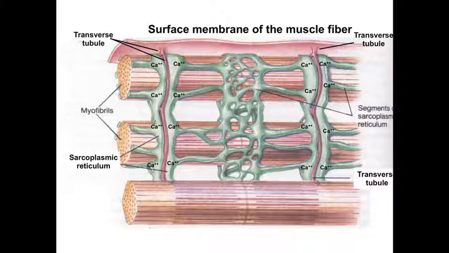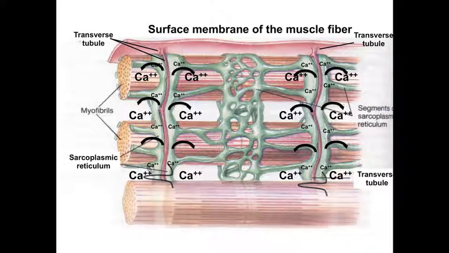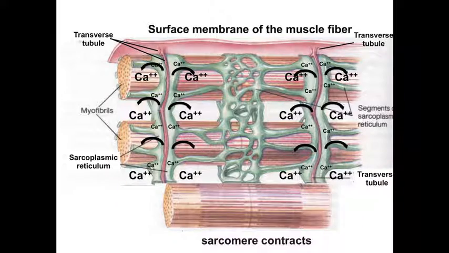When an action potential sweeps across the surface of the muscle, the action potential then travels down each transverse tubule, causing the release of calcium from the sarcoplasmic reticulum. The calcium then allows the sarcomeres of the fibrils to contract.